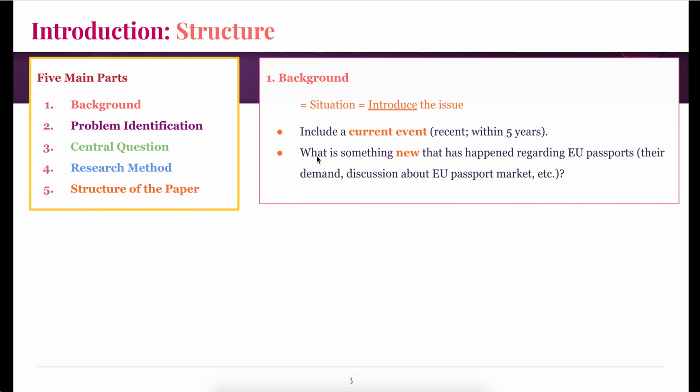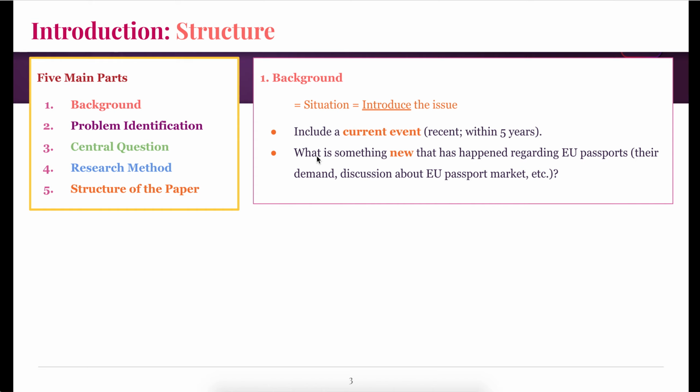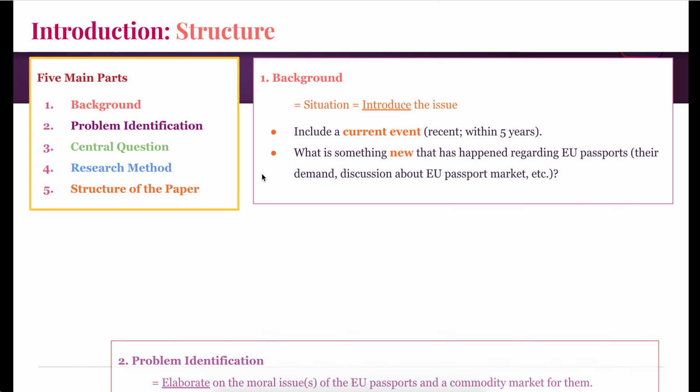First thing that I'm going to say is the background. This is essentially where you're introducing the situation or introducing your issue. In this case, they want you to include a current event, and I would recommend it to be recent, within 5 years. For example, a way that you could find a current event is to ask what is something new that has happened regarding EU passports, their demand, maybe a new discussion about the EU passport market, etc. So what is something recent and relevant to your paper that has been happening? That's your background. You're supposed to hook the reader into reading more of your essay.